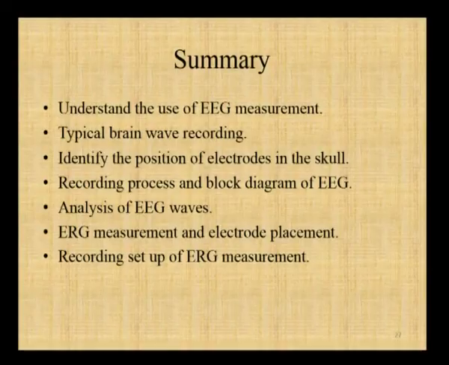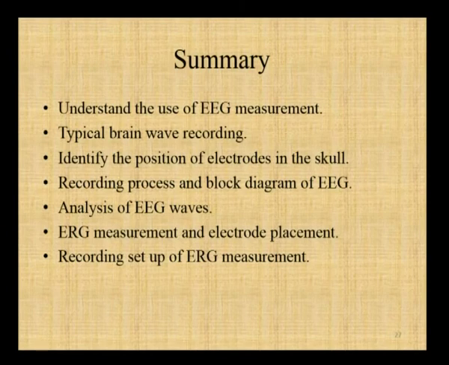Then the summary of the section. From this lecture we can understand what an EEG measurement is, how it is measured, what the recording setup of EEG is, and where we place the electrodes on the patient. Because of the position of the electrodes, the EEG waveform potential will vary, and there are different recording setups of EEG, and then analysis of EEG. The second type of measurement is ERG, electroretinography. Here we have seen how the eye response is recorded as a potential, where we place the electrodes, and the recording setup of ERG.